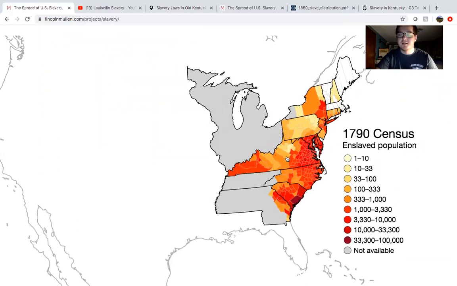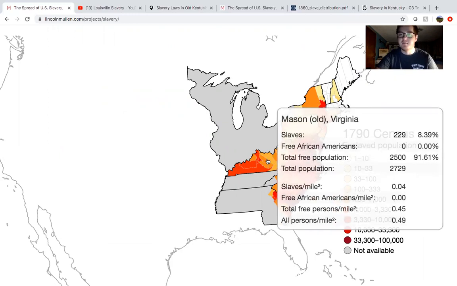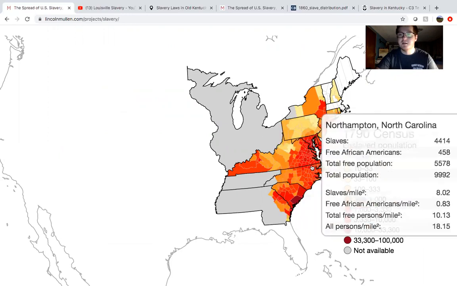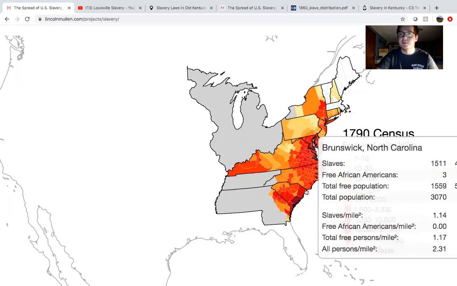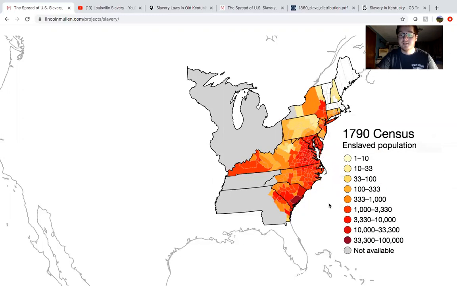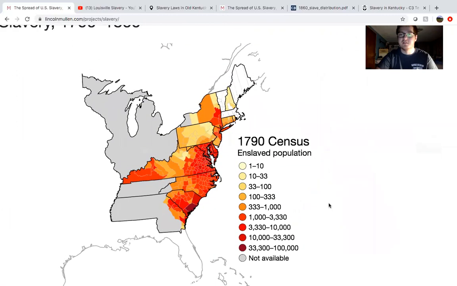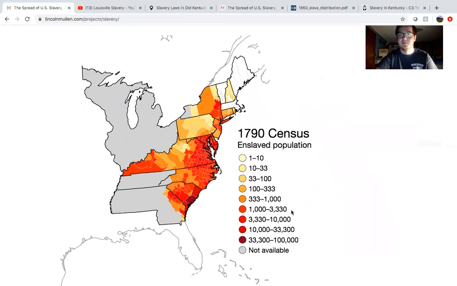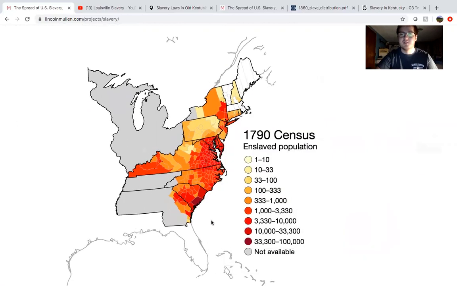And you notice that as we get inland, we don't have as many. We only have 828 here in Montgomery, Virginia. Mason, Virginia, we only have 229. Notice how most of the slaves are right here on the coast. Because when they would transport them in, we don't have a whole globe here. We just have part of the United States. But they would be coming in from this right side, from the ocean, from the Atlantic slave trade. So this is where most of these slaves would come in at.